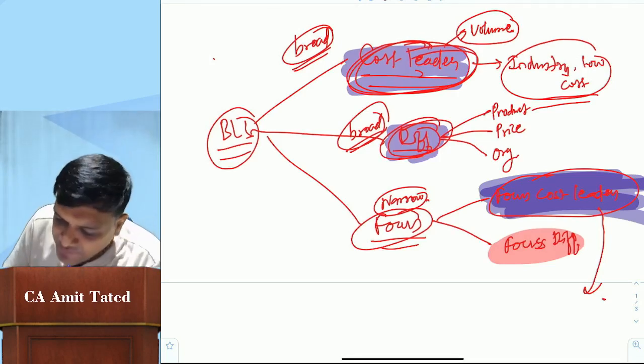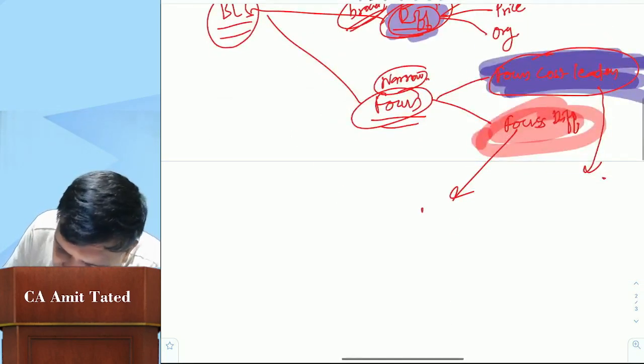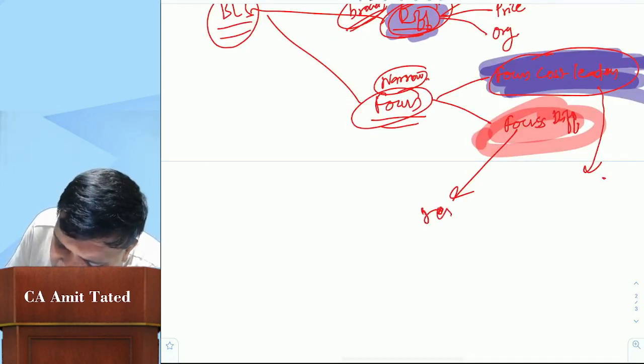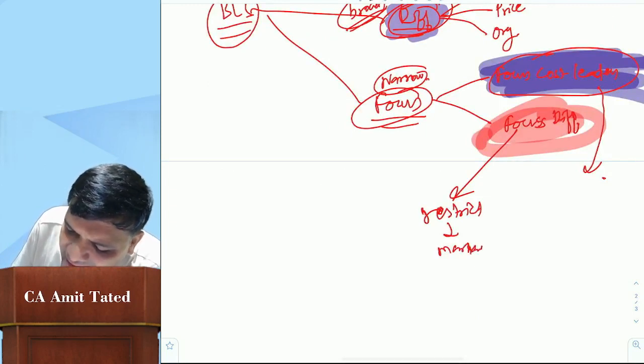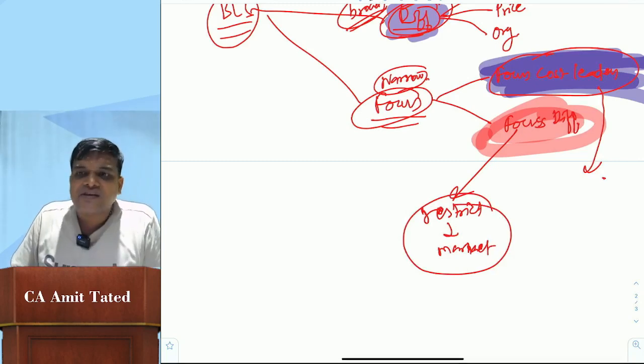Then what is focus differentiation, sir? Focus differentiation means I am reducing or restricting the market. Restricting the market. Then it is called focus differentiation. Understand the example.